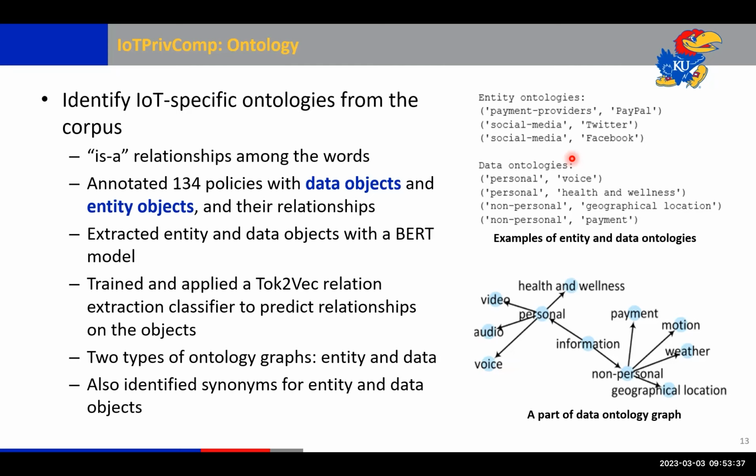For example, I already gave you an example about entity ontologies, data ontologies. Voice is personal information, health and wellness is personal information. And this is a part of the ontology graph we extracted. Information could be personal or non-personal, personal information types of health, wellness, video, audio, voice, etc. So this ontology was needed so we can do the comparison of the code of applications with these ontologies.